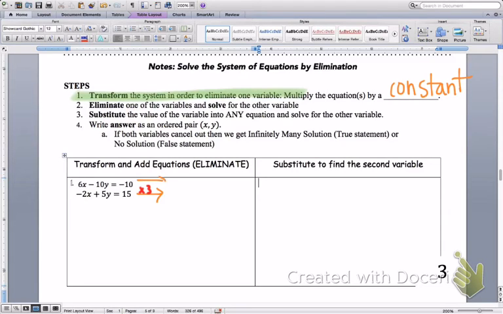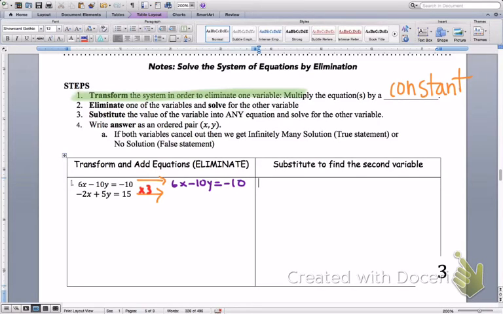The top one's going to stay exactly the same. I'm not going to touch it. I'm not going to modify that one. So I'm going to have 6x minus 10y equals negative 10. I'm going to modify the second equation, or transform it, by multiplying it by the constant of 3. So everything gets multiplied by 3 across the board. So I'm going to multiply everything by 3.